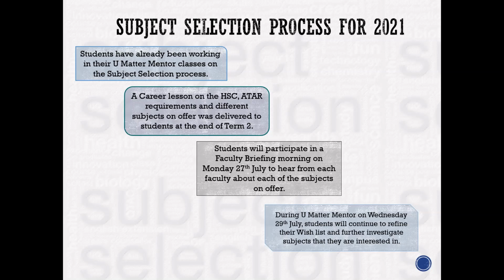During UMatter Mentor on Wednesday, the 29th of July, students will continue to refine a wish list that they created late last term and further investigate the subjects that they're interested in using the subject selection booklet and the subject selection website. They are being encouraged to create a list of questions that they wish to ask specific teachers and head teachers in regards to subjects, and they will begin to formalise this process in week 3 and 4 of this term.